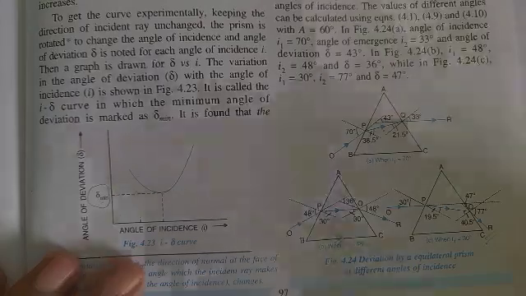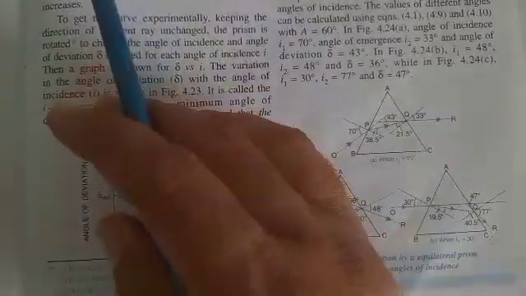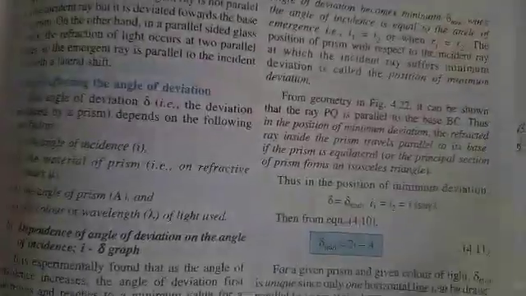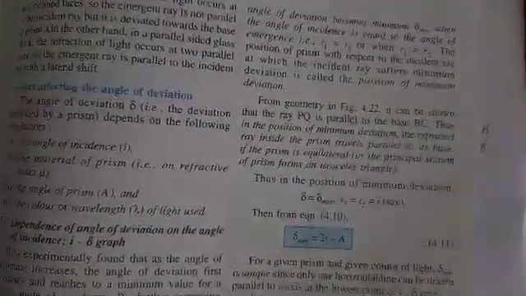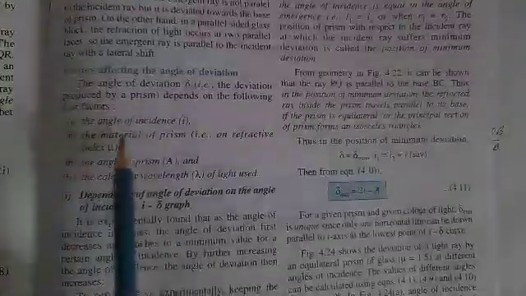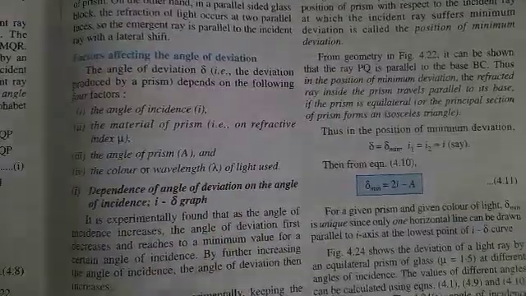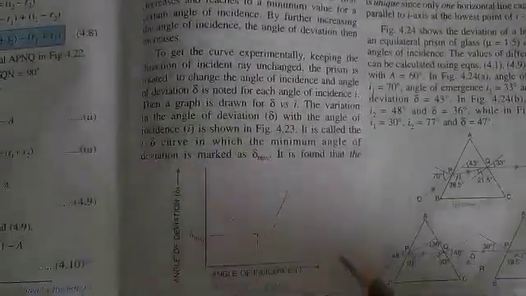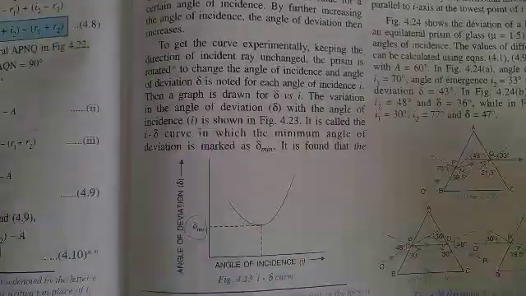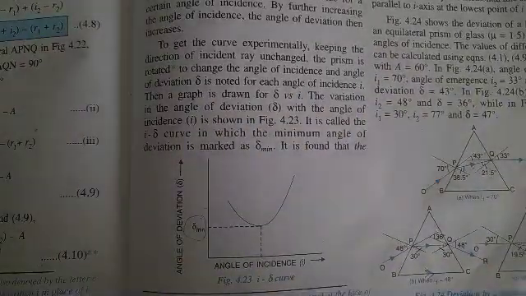So that is actually the first point. You have the factors affecting the angle of deviation. We talked about the first point over here, right? The angle of incidence. We talked about the angle of incidence, right? This was the entire, and I tell you this graph is also important. These diagrams are important, right? We go on.